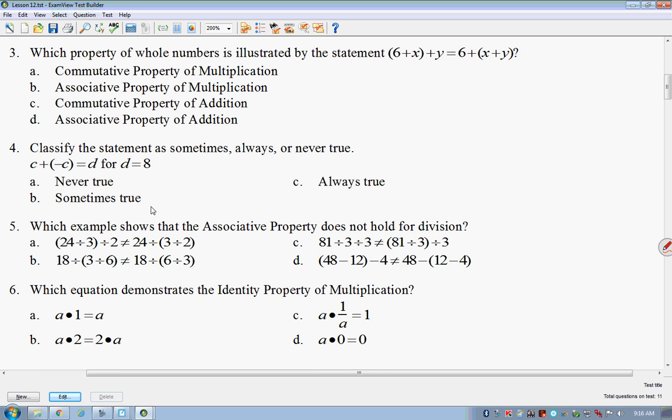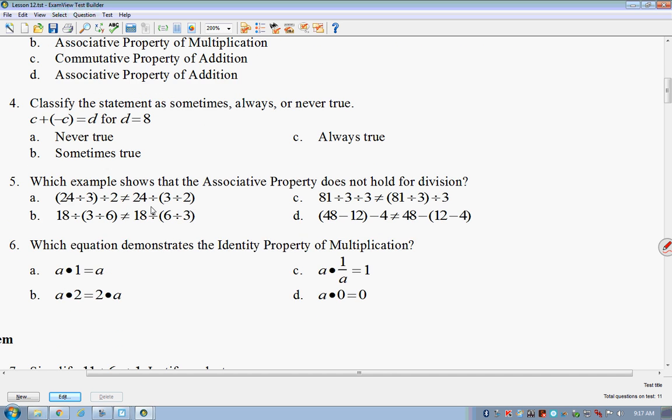Jeremy, which property of whole numbers is illustrated by the statement 6 plus (6 plus x) plus y equals 6 plus (x plus y)? Associative property of addition is correct. I feel like a game show host.